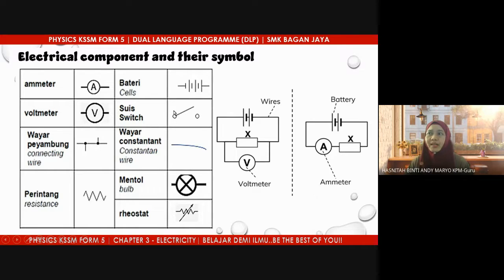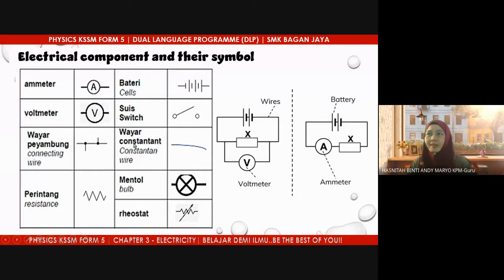Switches, this is in an open position. When the switch is open, it means the switch is on or off, students? Off, very good. So you can see it is open, so it is not connected. The circuit is incomplete, so we say the switch is in an off position. When we close the switch, it means it is on. The circuit is complete and current flows in the circuit.